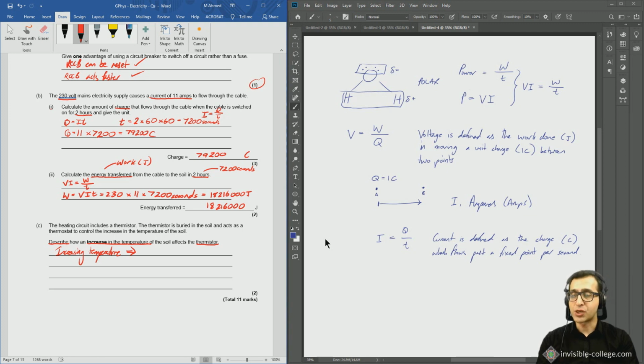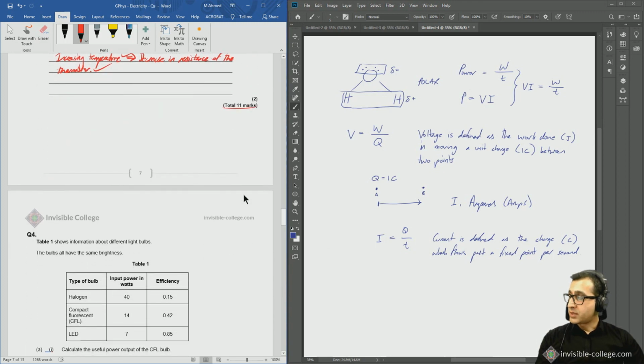So increasing temperature causes a change in the resistance of the thermistor. Now you can simply say a change in resistance, but in this case you can be even more specific. Again, going back to what I showed you before, increasing the temperature causes a decrease in the resistance of the thermistor. So 1 mark for this, 1 mark for that, total of 11 marks.